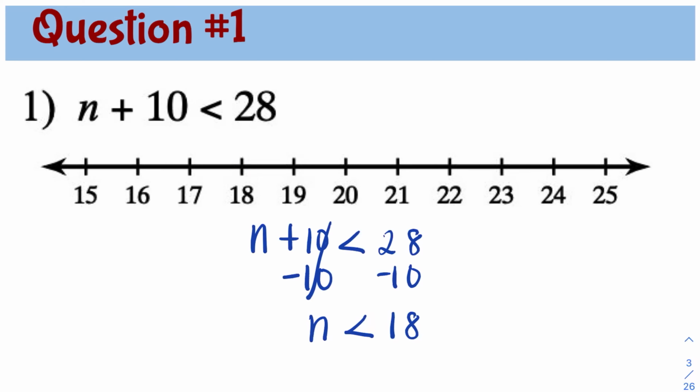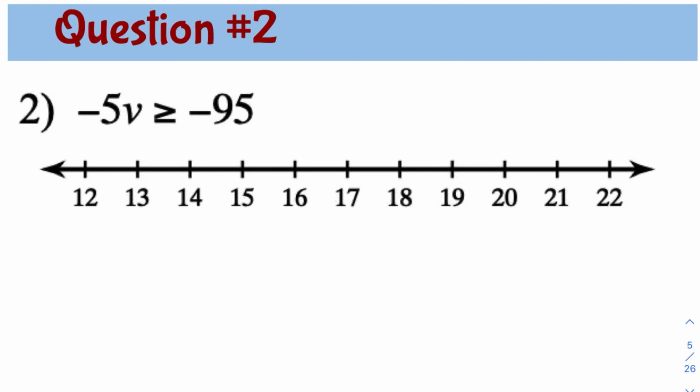To graph this solution, 18 is an open circle because 18 is not part of the solution. And n less than 18 means from 18 to the left. So this is the graph of this inequality. 18 is not included, so it's an open circle. And to graph less than, one way to remember this is you follow the arrow. Less than is pointing to the left, so that means the arrow should be to the left.